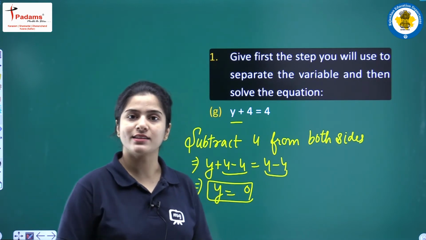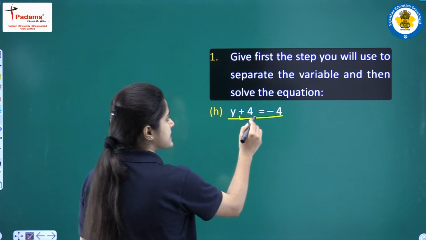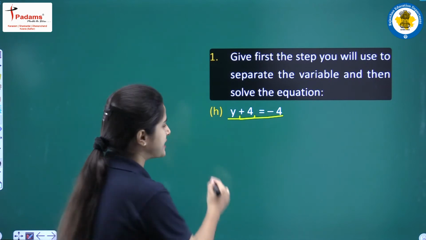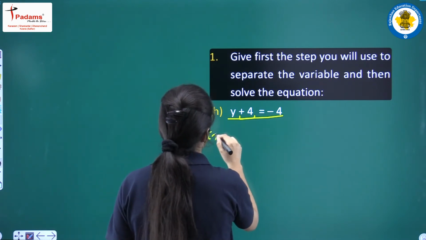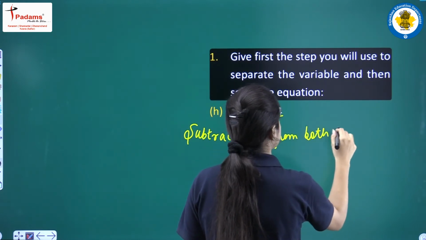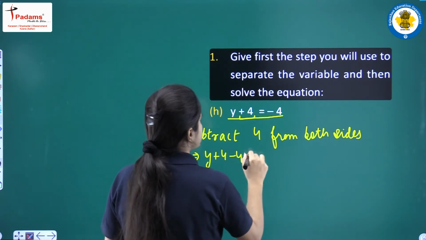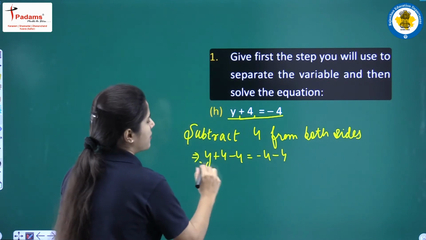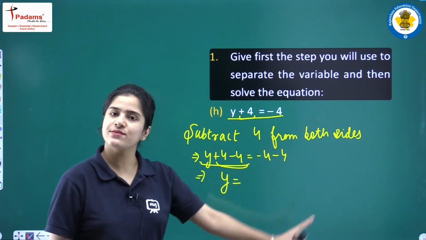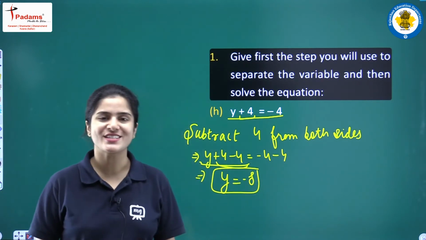Alright students, looking at another question: y plus 4 is equal to minus 4. Clearly this is an addition with the 4, and to eliminate this you have to subtract 4 from both sides, okay students. Subtract 4 from both sides. Y plus 4 minus 4 is equal to minus 4 minus 4. Plus 4 and minus 4 is 0. So this is y, and minus 4 minus 4 is equal to minus 8. This is our solution.